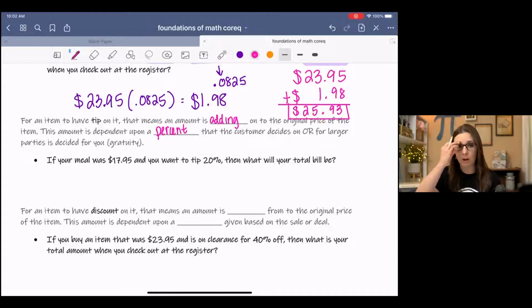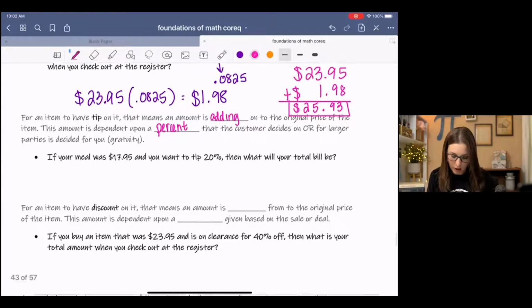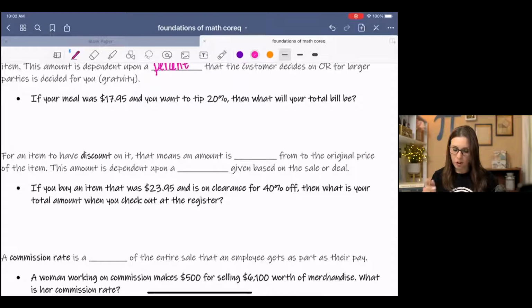And that means that they've gone ahead and added in the tip, and anything that you tip above that is just extra. So if your meal was $17.95 and you want to tip 20%, then what will your total bill be? Go ahead and try it and come back. Pause it, try it, come back.